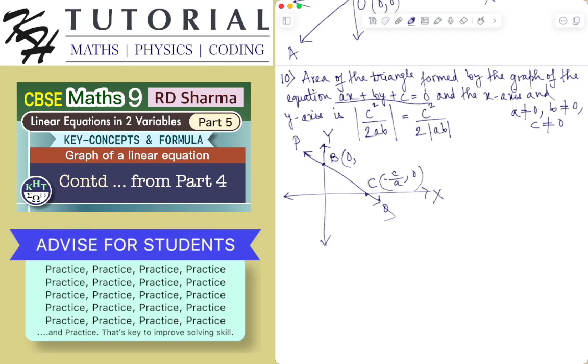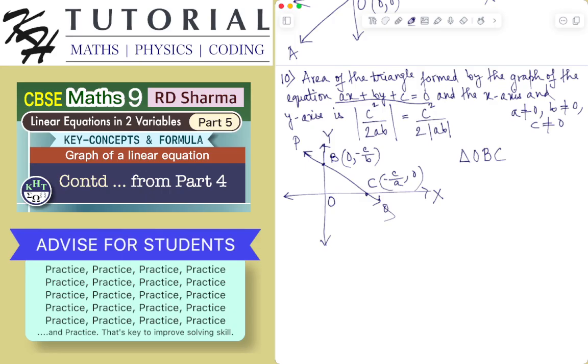So this will be the ordinate of the point B, which will be minus C by B. Now, what is the triangle that is formed by the line of the equation, the y-axis and the x-axis? It is the triangle OBC. OBC is the triangle that is formed by the line PQ, which is the graph of the given linear equation ax plus by plus c equals to 0, and the y-axis and the x-axis.